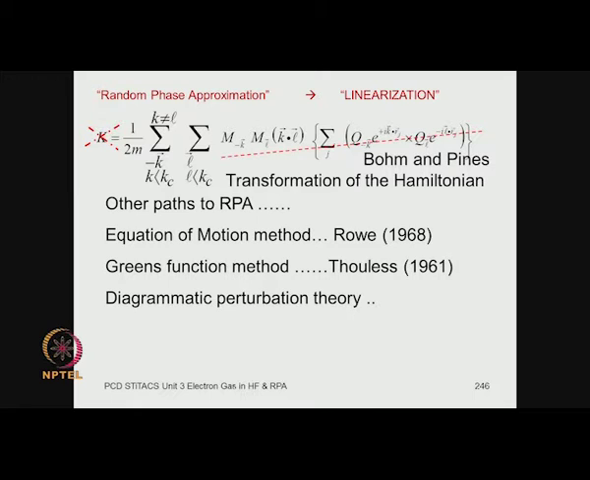There are other paths to RPA. There is a method known as the equation of motion method. There is a Green's function method. There is diagrammatic perturbation theory. So, there are various alternative ways of arriving at this. Why are they equivalent? Because they all involve the heart of the RPA, which is the linearization process.